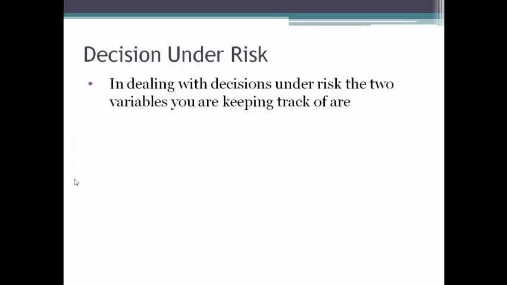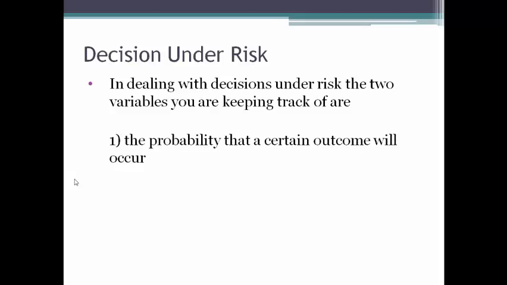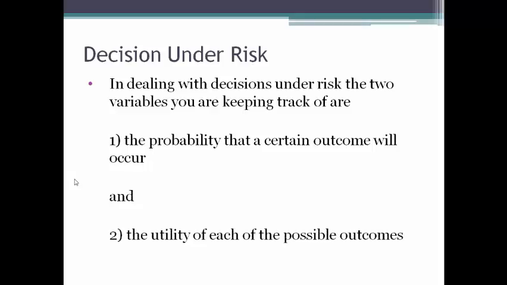So, decisions under risk. In dealing with decisions under risk, the two variables you are keeping track of are 1, the probability that a certain outcome will occur, and 2, the utility of each of the possible outcomes. So we've got probability of an outcome as one variable, and utility of each of the possible outcomes as the second.